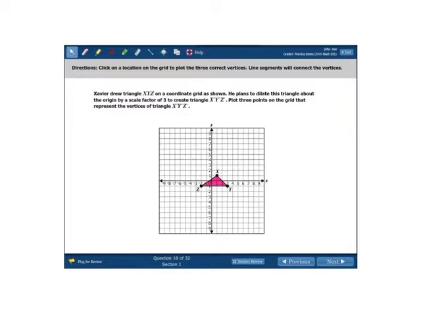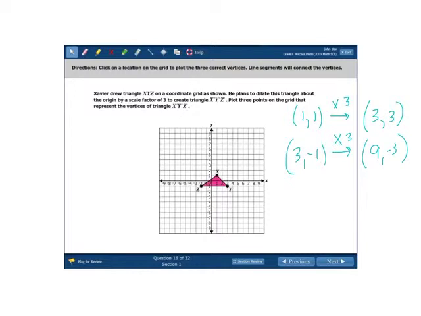So if we're dilating this triangle and we're dilating it about the origin, that means we're using a scale factor of 3 by multiplying all my coordinates by 3. So if I have 1, 1, when I multiply it by 3, I'm going to use 3, 3. I have 3, negative 1. When I triple all of those, we're going to get 9, negative 3. And finally, when I take negative 2, negative 1, and triple them, we're going to get negative 6, negative 3. And those are the 3 points that I would need to graph on my coordinate plane.